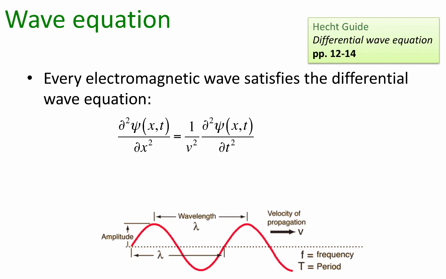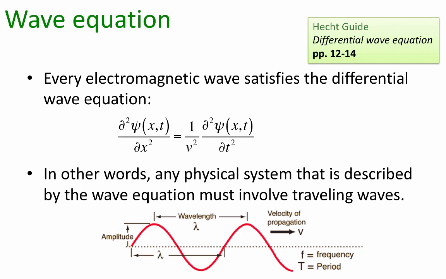So here's a fact. Every electromagnetic wave satisfies the differential wave equation. What I've written here is the one-dimensional differential wave equation. It says that the second partial derivative of your wave, your function psi, with respect to x squared, is equal to 1 over v squared, where v is your velocity, times the second partial derivative of psi with respect to t squared. To get familiar with psi, we're going to be using psi a lot.